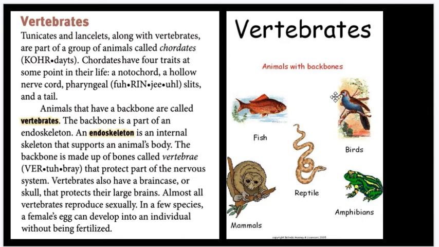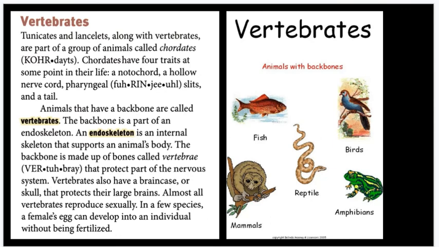Look over here on the right. We see fish, birds, reptiles, mammals, and amphibians. These animals have a backbone. If you were to dissect one of these animals, down its back you would see a clear backbone that is used to support these animals. This backbone is part of something called an endoskeleton.